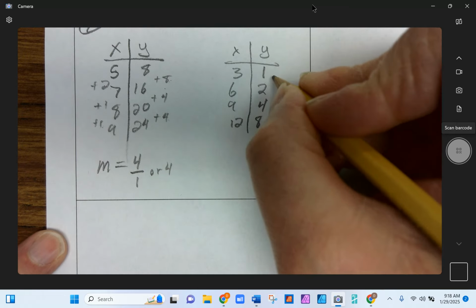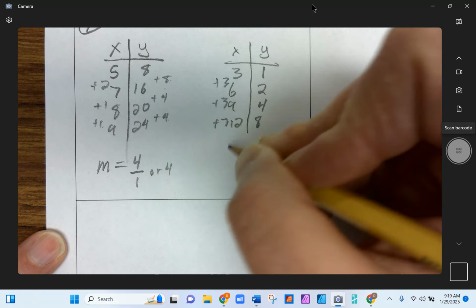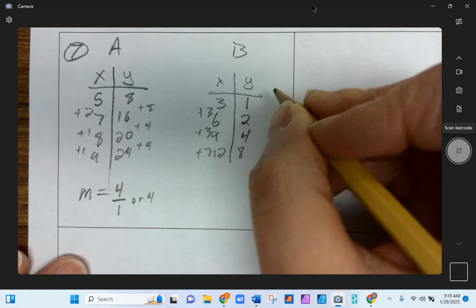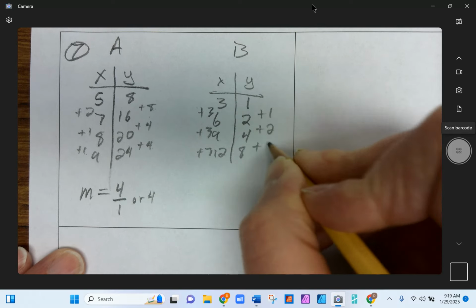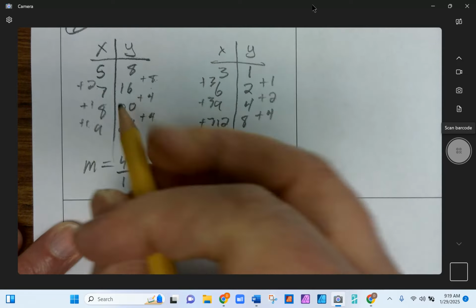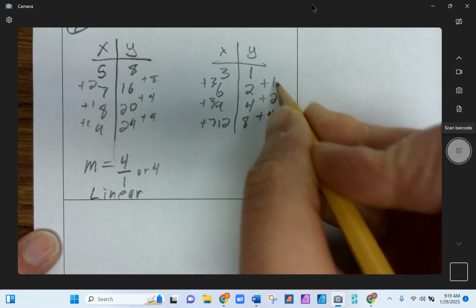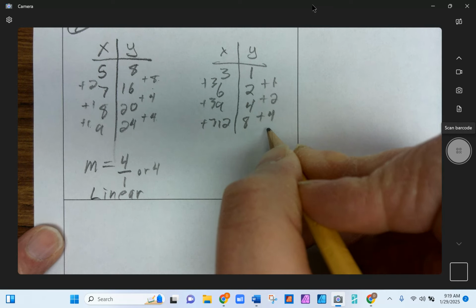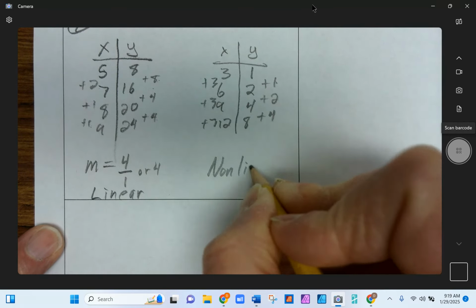Okay, we do the same thing here. We get 3, 3, and 3. Same number, that's good, so it's a constant rate of change, right? And then over here, 1, and then 2, and then 4, right? So this one has a constant rate of change, which means it's linear. This one doesn't have a constant rate of change because this number is constantly changing. So this one is non-linear, right?